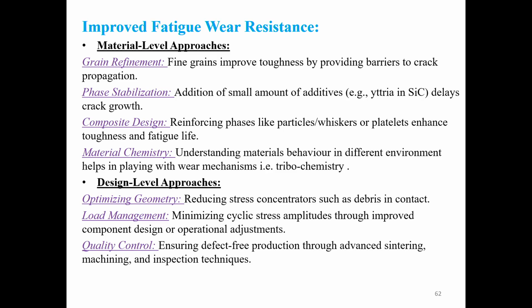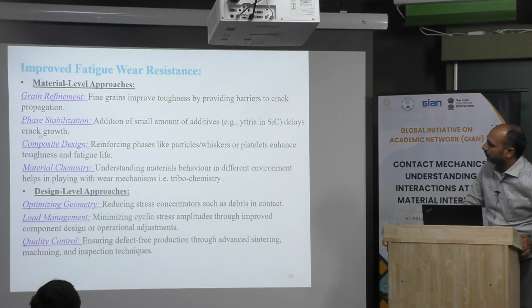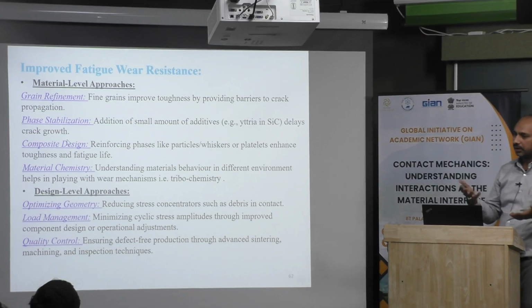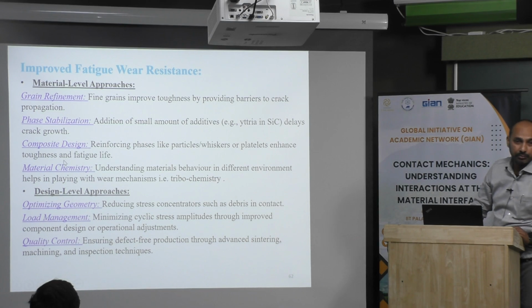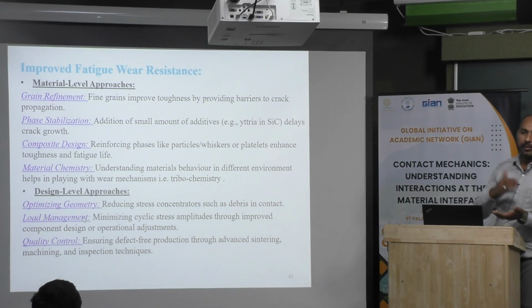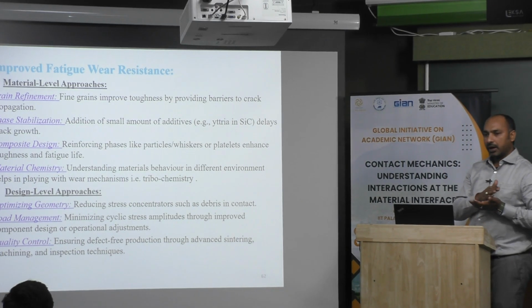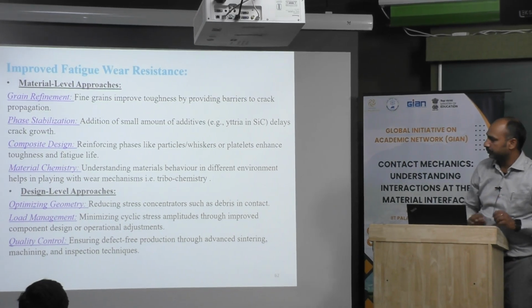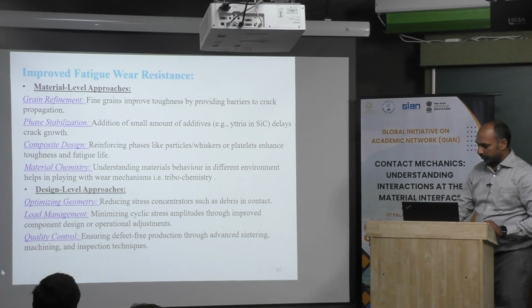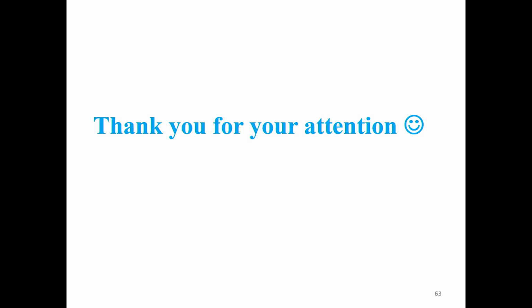Then overall, for fatigue wear conditions, at the material level you can go with grain refinement, and then phase stabilization, because if the stronger phase is stable on the surface, it will reduce the wear. Composite design can go according to improvement in fracture toughness, and it will give better wear properties. Material chemistry we have to look at very carefully. At the design level, again, you have to optimize the geometry, whether debris are getting out of the surface or getting injected inside the surface. And then load management and quality control are always there. Thank you. Any question?